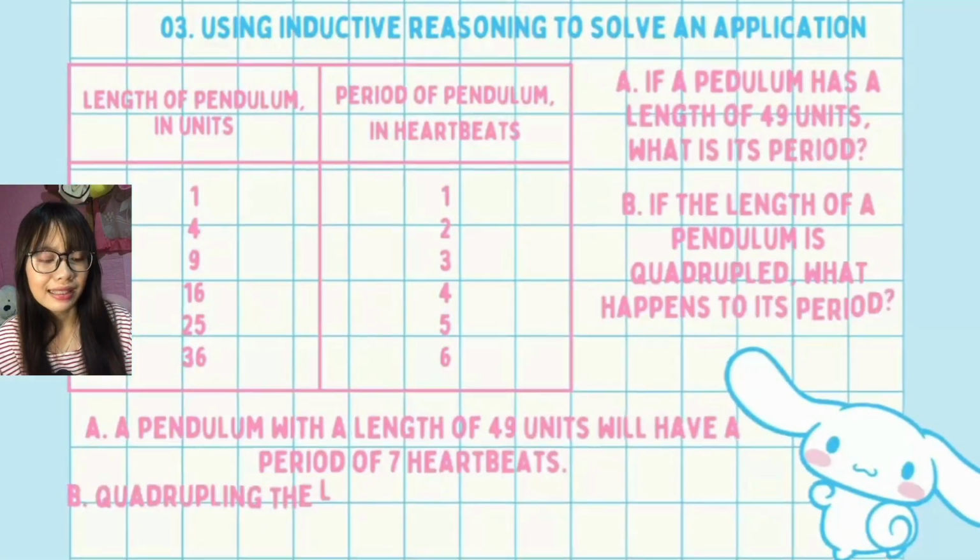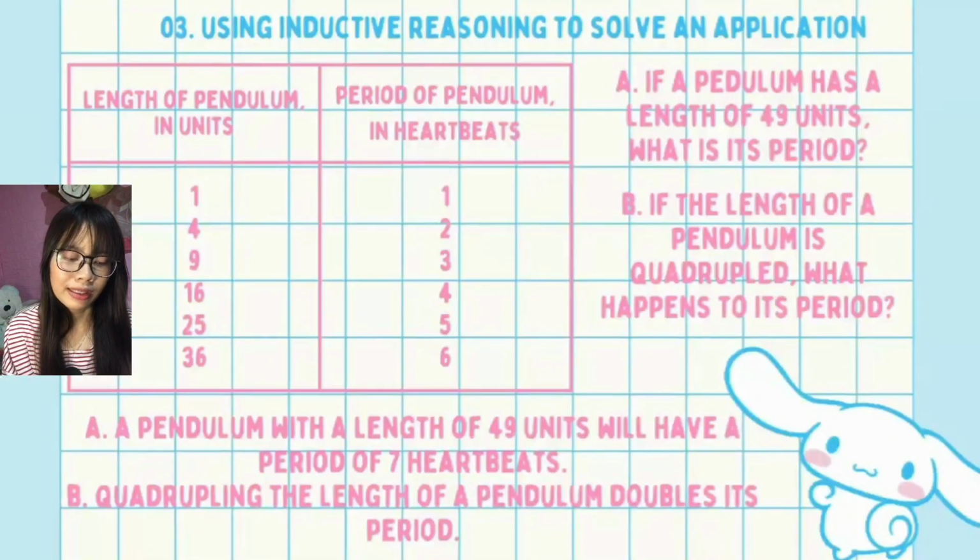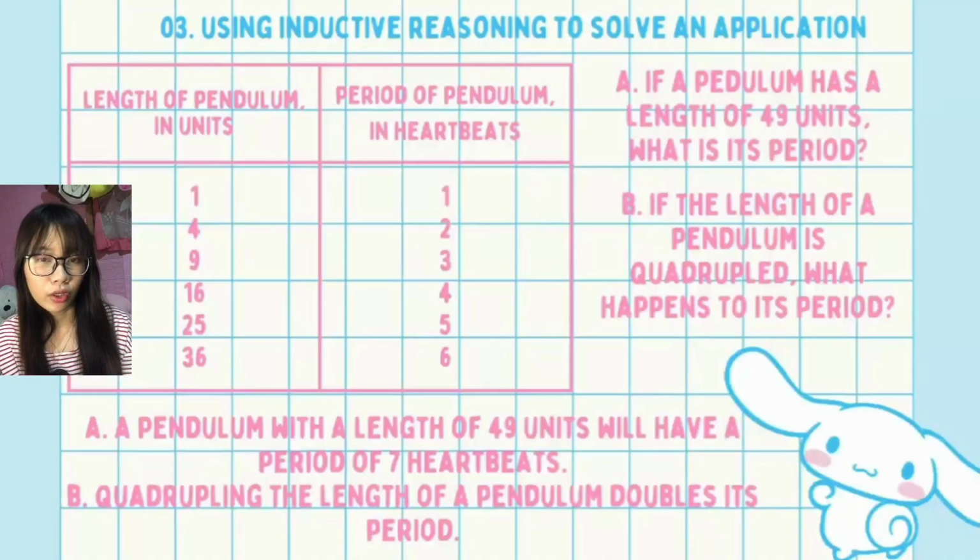Next, we have example number 3. So, in the use of inductive reasoning, we are going to solve an application. So, as you can see, I provided a table. Let us use that table or the data in the table and inductive reasoning to answer each of the following questions. So, letter A, if a pendulum has a length of 49 units, what is its period? And letter B, if the length of a pendulum is quadrupled, what happens to its period?